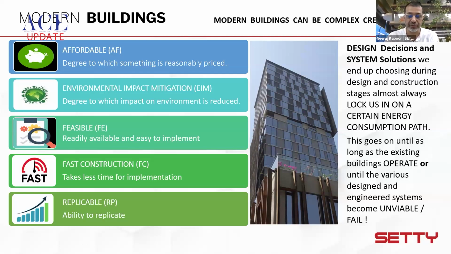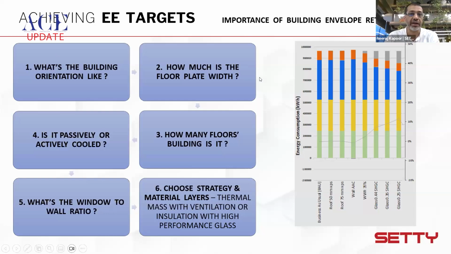Envelope being itself a system, how do you target? What are the considerations that you need to look at? What is the building orientation like? What is the floor plate width? Is it an internally load dominated building, or is it a big fat building that will have limited impact of the outside, no matter what you do to the envelope? Is it passively cooled or actively cooled? How many floors does the building have?